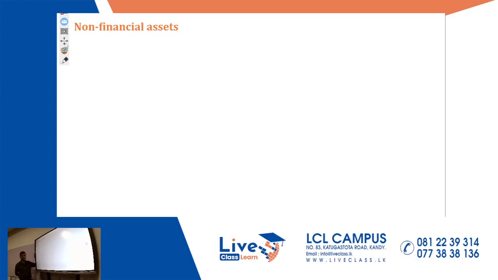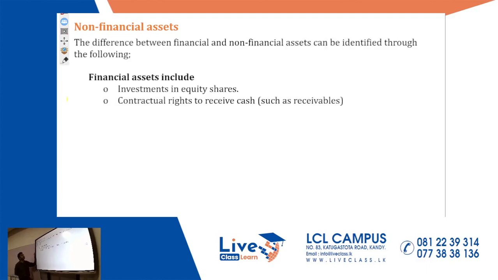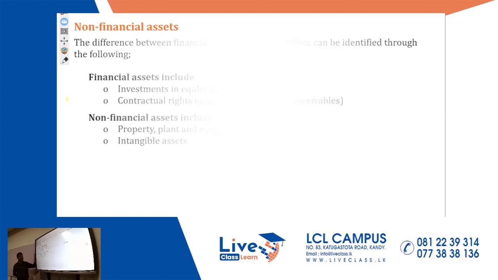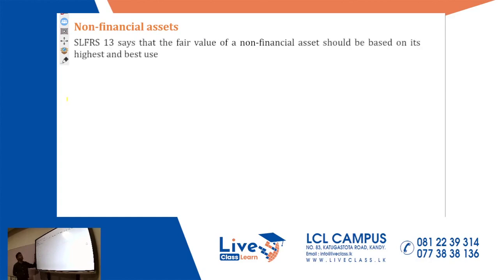The standard says there is a specific condition in relation to non-financial assets. The difference between financial and non-financial assets can be identified through the following. For example, financial assets include investment in equity shares and trade receivables. Non-financial assets mean property, plant and equipment, intangible assets, and biological assets that we know.